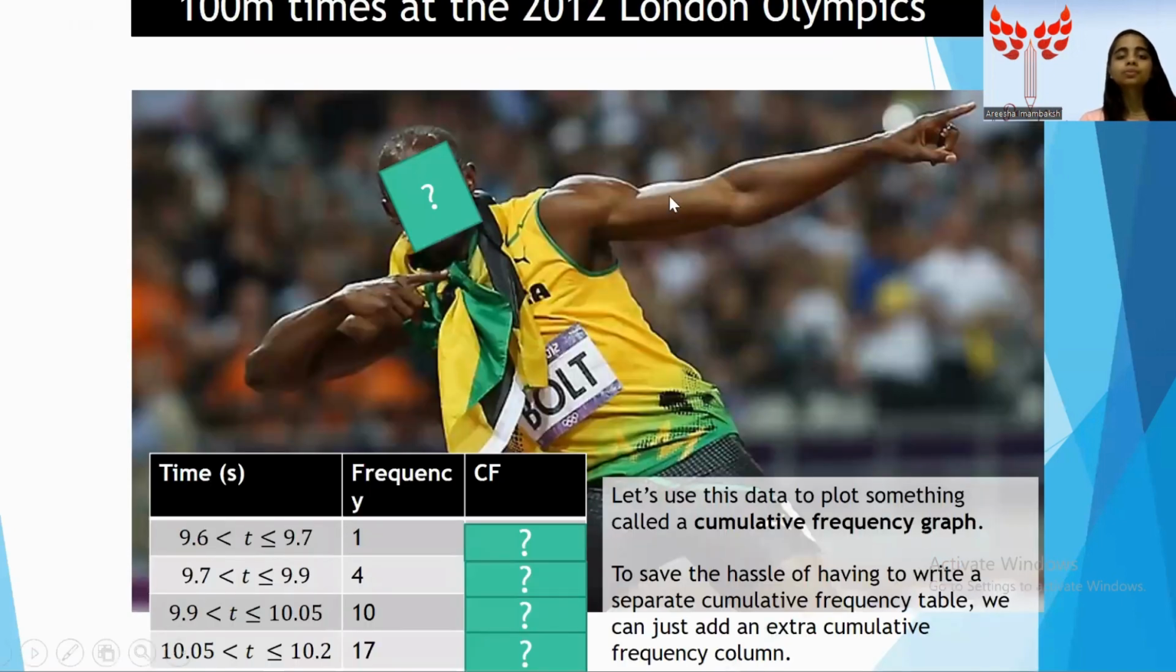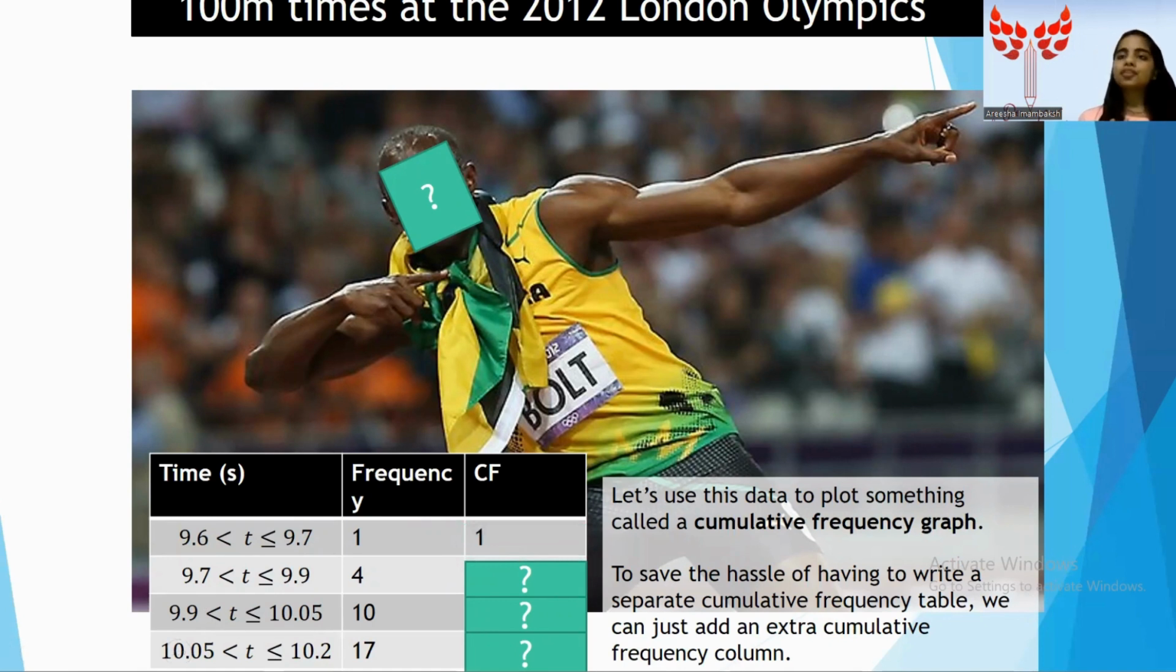Okay. Now, as you can see here, it shows the 100 meters times at the 2012 London Olympics, right? So 9.6 to 9.7: one person completed the 100-meter race in 9.6 to 9.7 seconds. So the cumulative frequency of the people who completed the race in less than or equal to 9.7 seconds is 1, right? 9.7 to 9.9, 4 people completed.